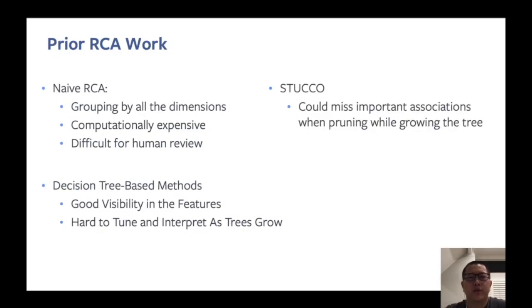Another way to do this is Stucco. Stucco could miss important associations when pruning while growing the tree. We have more discussions on this in the paper, but I won't have time to go through the details here. The fourth approach will be the a priori algorithm, which indeed finds all of the association rules. The only downside is that it's computationally expensive.